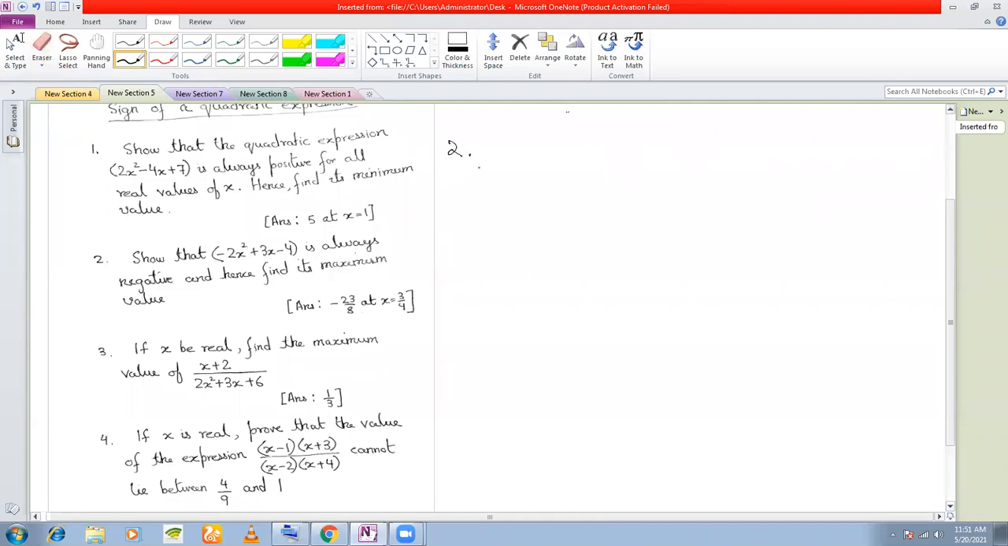So number 2, show that minus 2x square plus 3x minus 4 is always negative, and hence find its maximum value. So given expression is equal to minus 2x square plus 3x plus 4. Now remember, whenever they say show that this expression is negative, we again want to make the coefficient of x square 1. So I'll take minus 2 out. What will I be left with? X square minus 3x, all the signs within the bracket will change, minus 4.